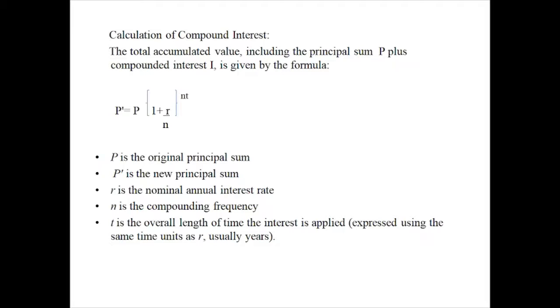So the calculation of compound interest is as follows. The compound interest formula is simple: P' is the new principal, equal to the initial principal P times (1 + r/n) to the power of nt. Here r is the nominal annual interest rate, n is the compounding frequency, and t is the overall length of time the interest is applied.